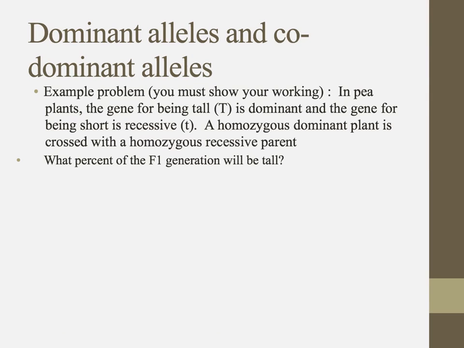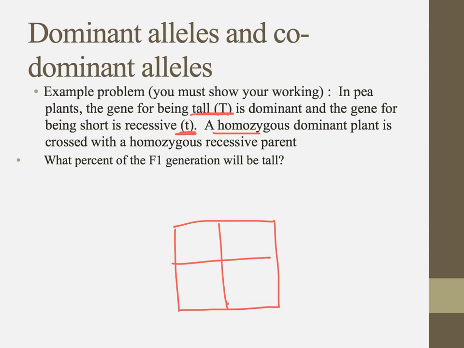All right, so let's take a look at this example problem. In pea plants, the gene for being tall is dominant and the gene for being short is recessive. So I know I'm going to probably need a Punnett square here. I need to figure out the genotypes of the parents. It says I'm going to take a homozygous dominant plant. Well, homozygous means the same. Dominant means dominant. So big T, and I'm going to put that across the top. And I'm going to cross it with a homozygous recessive plant. Again, homo meaning same, both recessive. So I'm going to put those alleles across the side here.